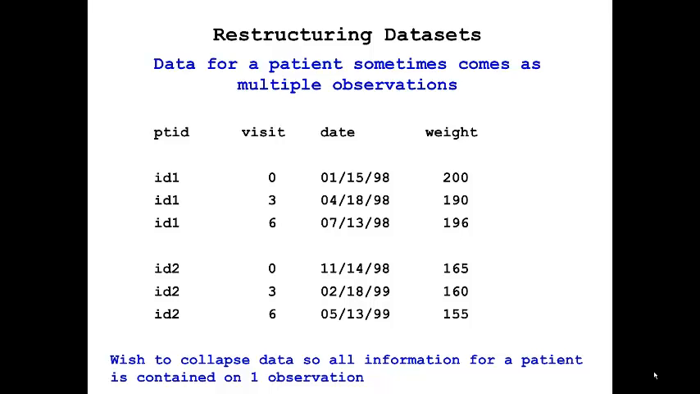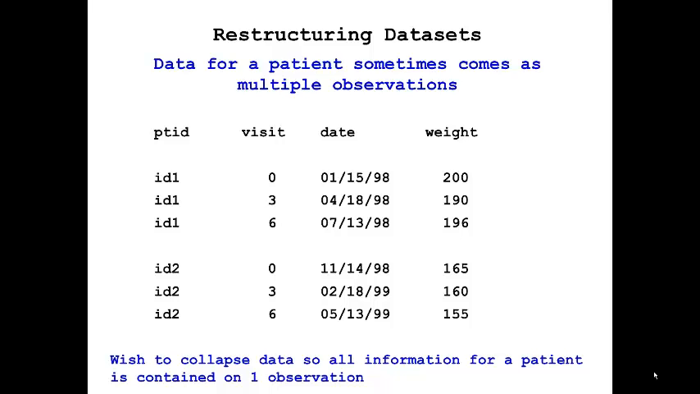In a patient setting, information will often be stored on a patient visit level. That is, each observation represents a visit for a patient. In this example, each patient has 3 observations with a visit code, the date of the visit, and the patient's weight that was recorded at the visit. This structure is useful for some things, including entering the data into a database.